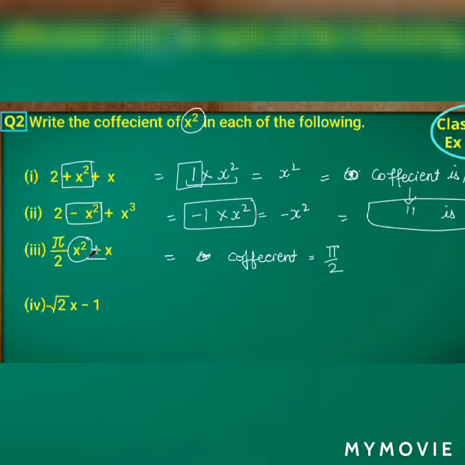That is number part is pi by 2. The fourth one, root 2x minus 1. If you observe, we are not having the term in terms of x square, isn't it? We are not having the value in terms of x square. How can we write this one? 0 into x square plus root 2x minus 1, isn't it?